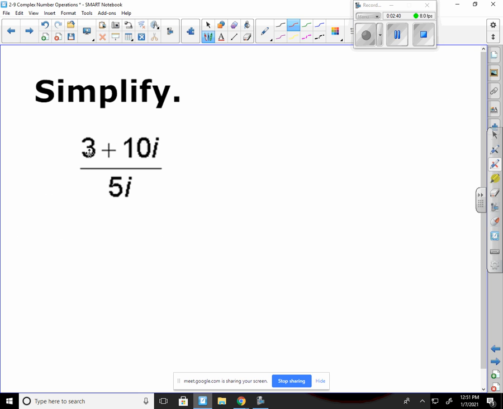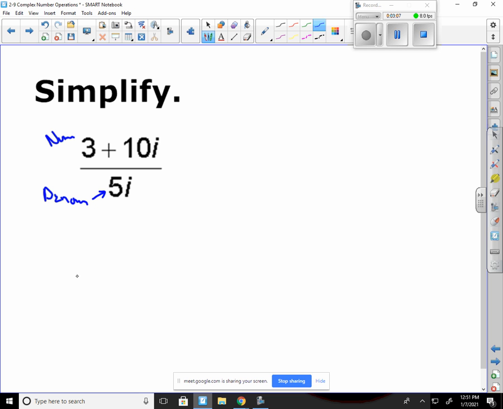So we have 3 plus 10i over 5i. Just as an old school review, this is the numerator and this is the denominator. So I'm allowed to have an i in the numerator, but not in the denominator. So as soon as I see that this is 5i in the denominator, I know that's what I have to get rid of.